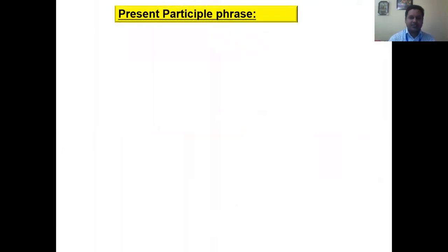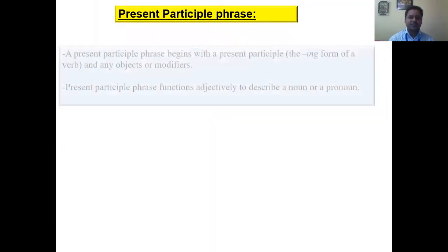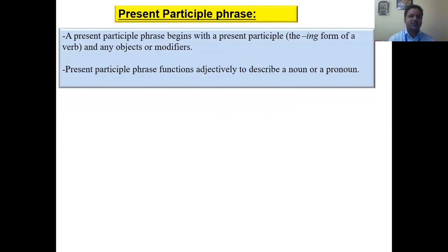Present participle phrase. There are two types of participle phrases: one is the present participle phrase, and the other is the past participle phrase. What is a present participle phrase? A present participle phrase begins with a present participle, the -ing form of a verb, and any objects or modifiers. A present participle phrase functions adjectively to describe a noun or a pronoun.